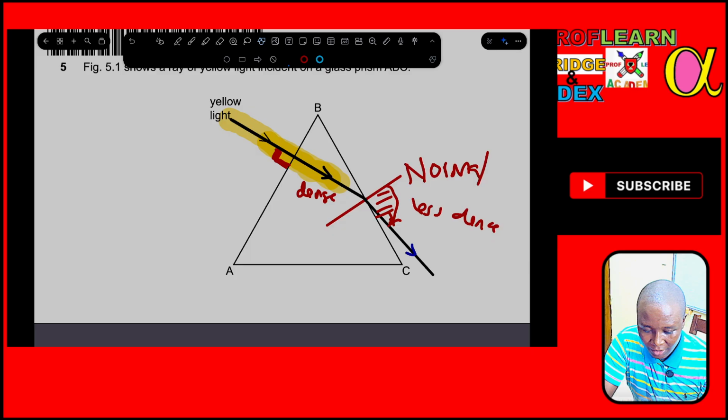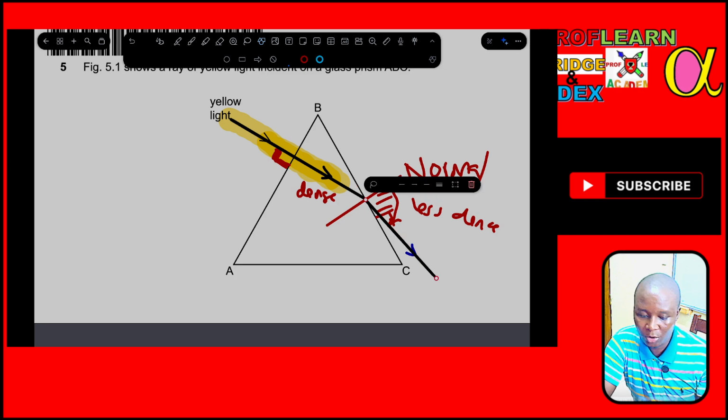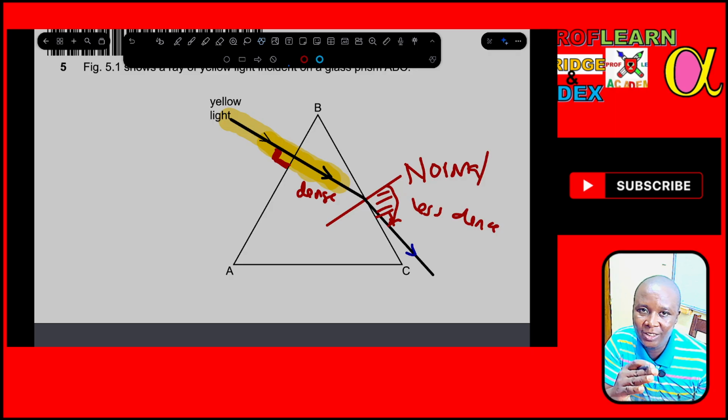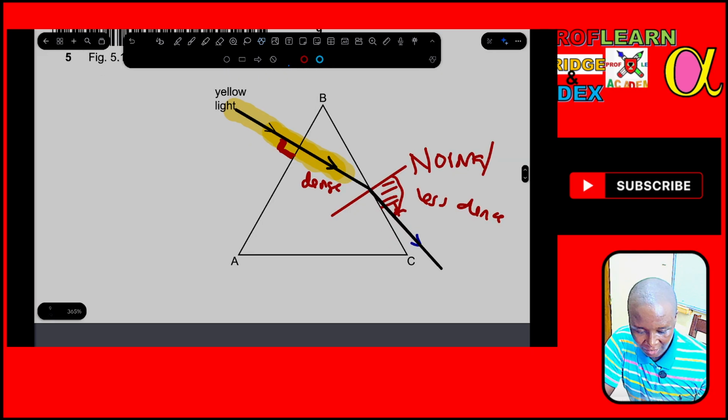But when this ray reaches this particular point, remember it's moving from a dense medium, which is glass, to a less dense medium, which is air. So when a ray of light is moving from a dense medium to a less dense medium, it is going to bend away from the normal. So it will speed up and bend away from the normal as shown here. Because the ray is moving from a dense to a less dense medium, the ray speeds up, and when a ray speeds up, it bends away from the normal, and then you are going to have your ray beautifully stated like that.